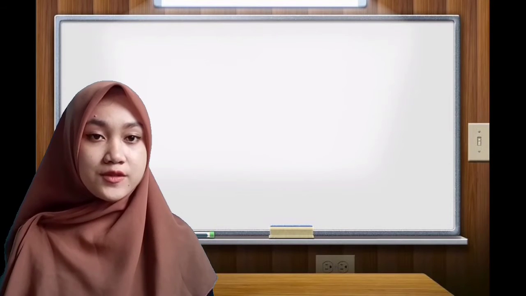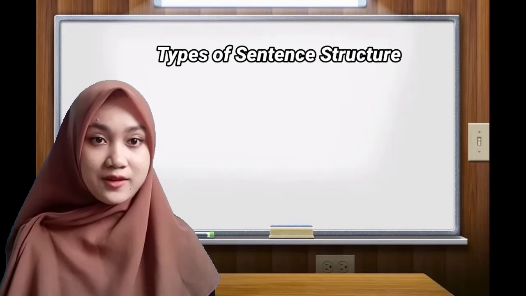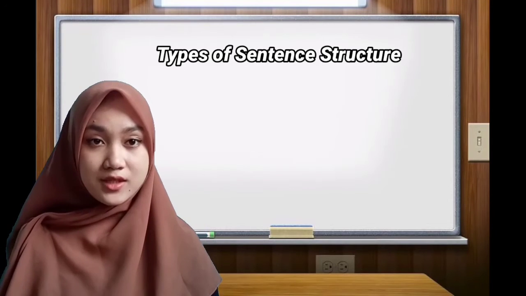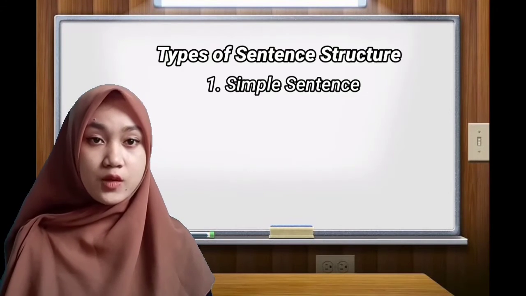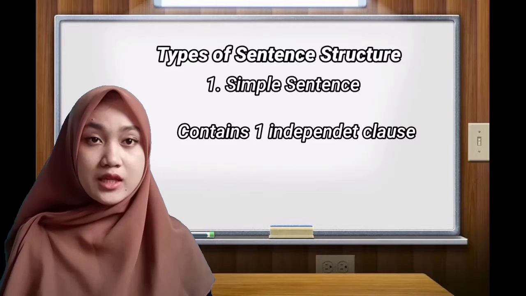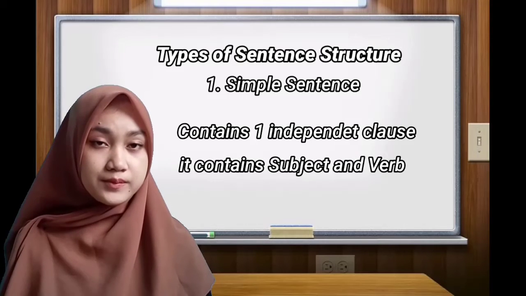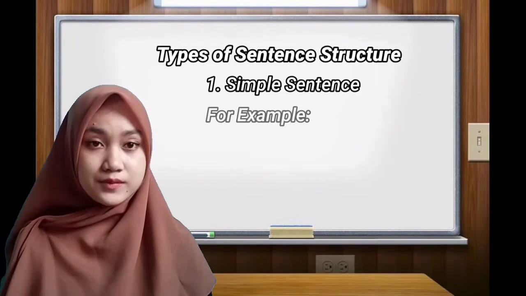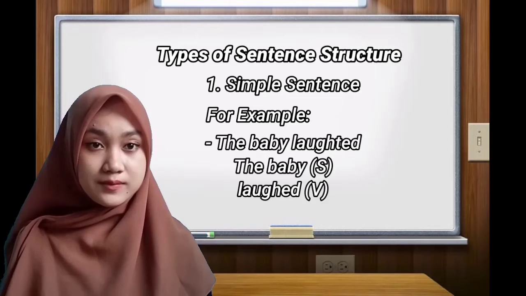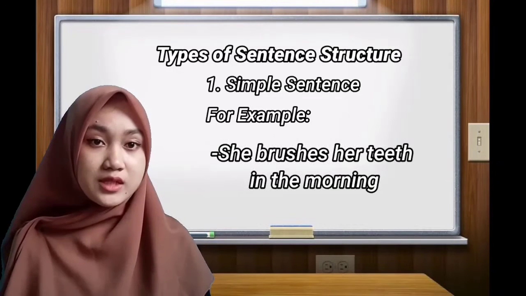And now let's move to types of sentence structure. First is simple sentence. A simple sentence contains one independent clause. It contains a subject and verb. For example, the baby laughed. She brushes her teeth in the morning.